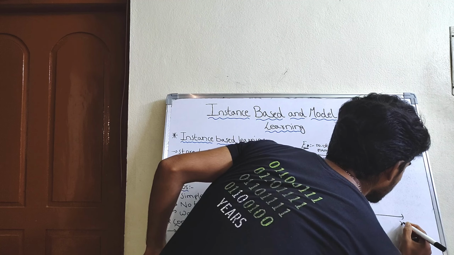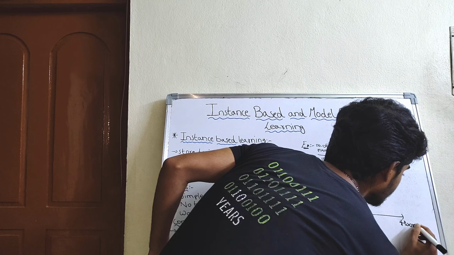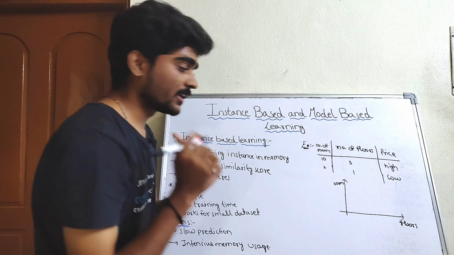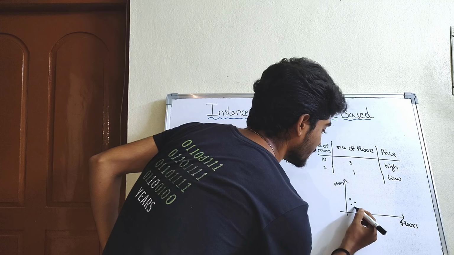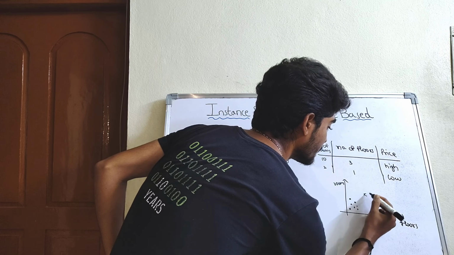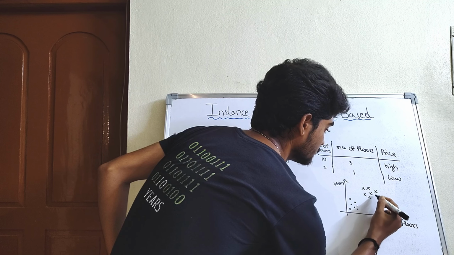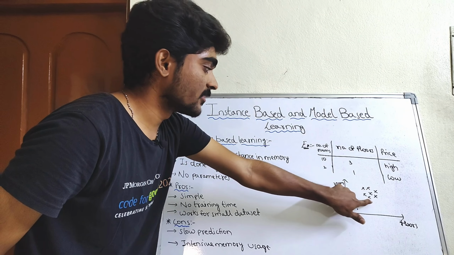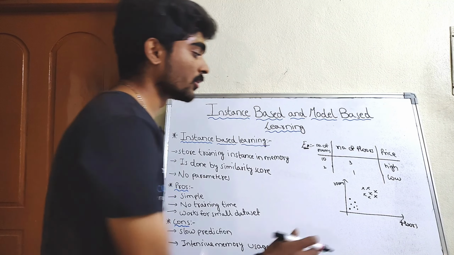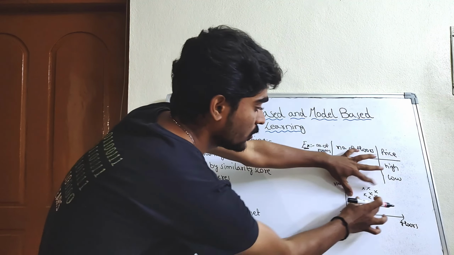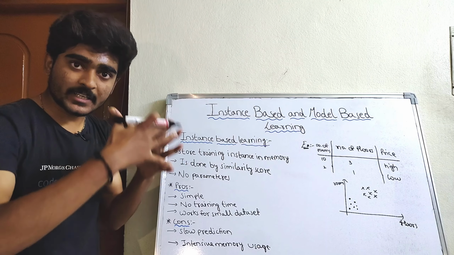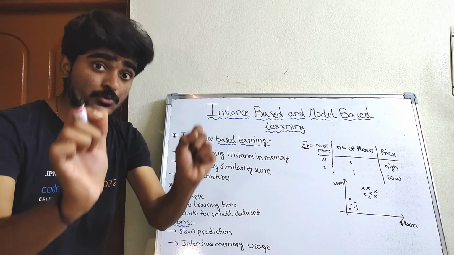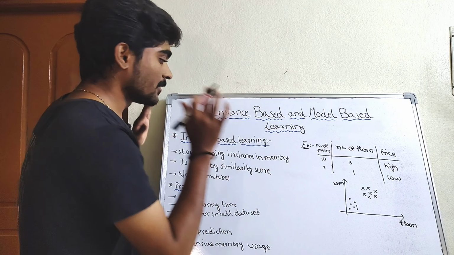Let's say this axis represents number of floors and this one represents number of rooms. As it is a binary classification, we'll have two classes here. This is our first class representing low price, and this is our second class representing high price. First we took our data set, loaded it into memory, then plotted the data set. Next is the second point, done by similarity score.